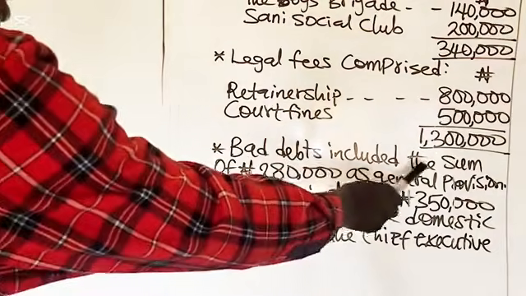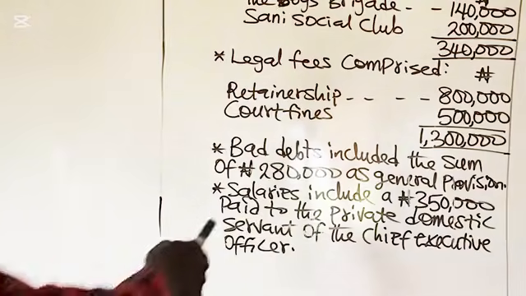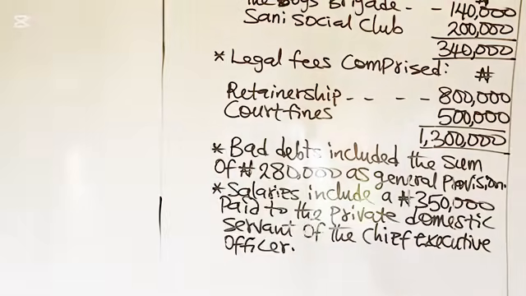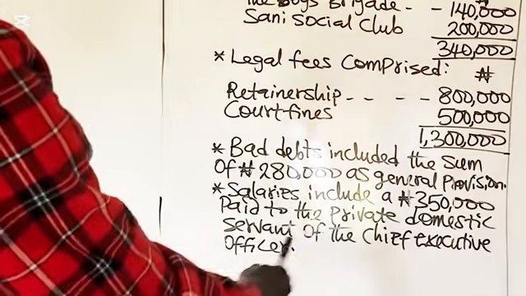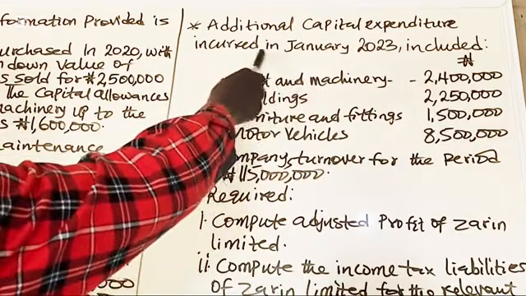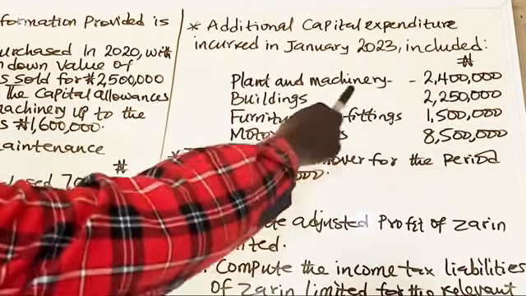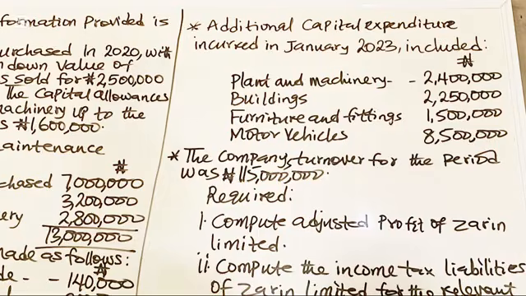Bad debts included the sum of 280,000 naira as general provision. Salaries include a 350,000 naira paid to the private domestic servant of the chief executive officer. Additional capital expenditure incurred in January 2023 included plant and machinery of 2.4 million, buildings 2,250,000 naira, furniture and fittings 1.5 million, motor vehicles of 8.5 million. The company's turnover for the period was 150 million naira.